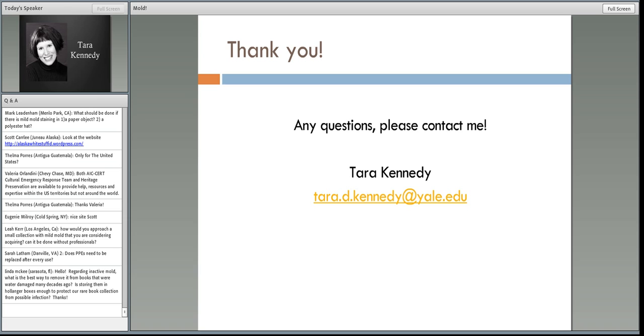Okay. We have another question from Elizabeth, who said you mentioned the telltale odor, and that the odor is always an indicator of mold, even when you can't see anything. So would you recommend accessioning something if it comes with that odor?